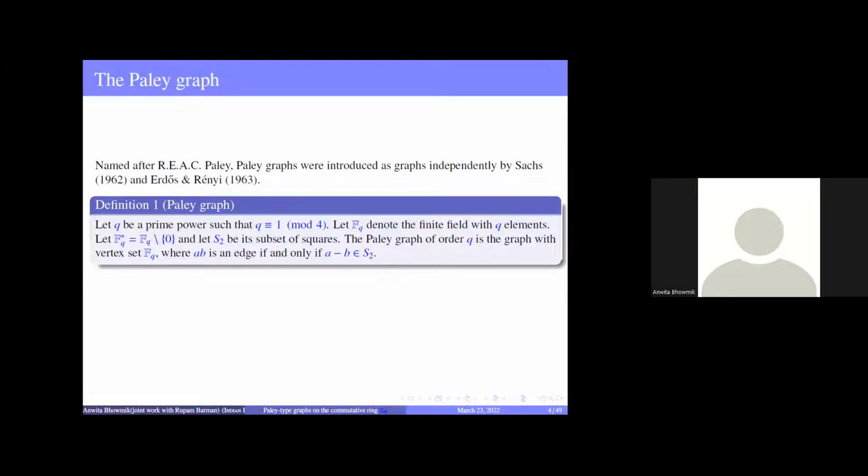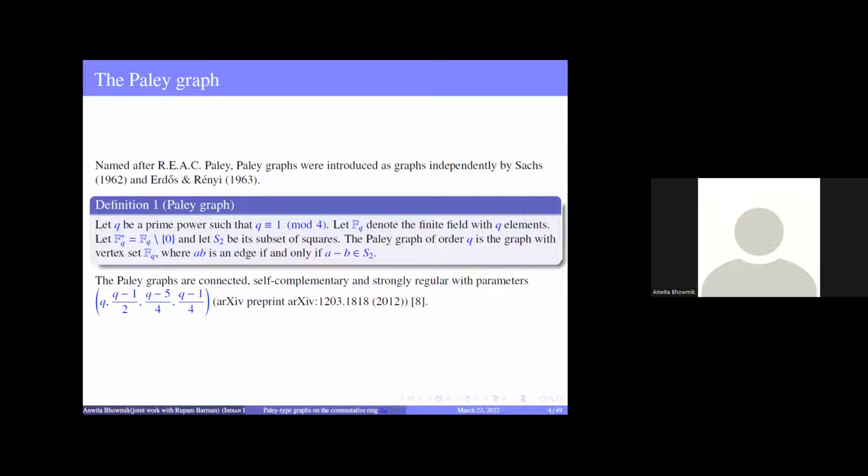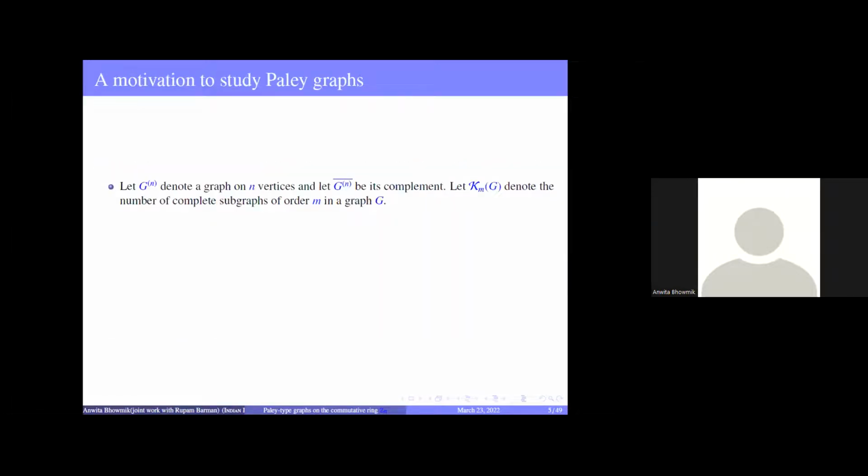Then let Fq be the finite field with q elements. So the Paley graph of order q is the graph which has vertex set Fq, and two vertices a and b are connected by an edge if the difference is a non-zero square in Fq. Okay, so Paley graphs form a really nice family of conference graphs, and they are connected, self-complementary, and strongly regular with these parameters. Paley graphs have been studied by graph theorists and number theorists alike.